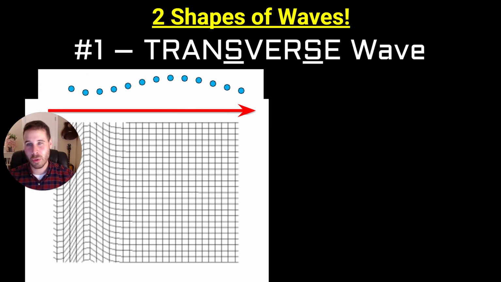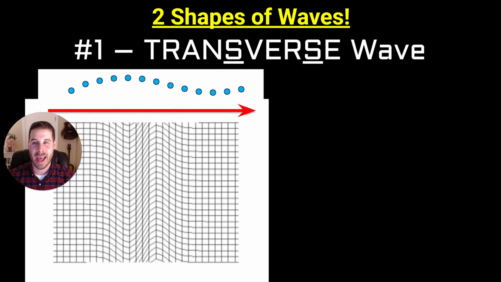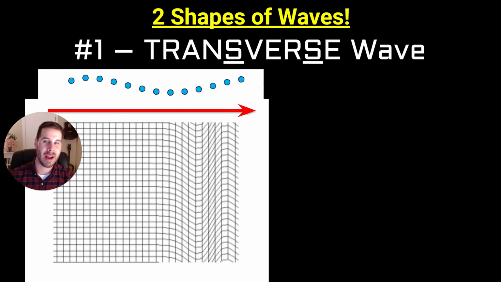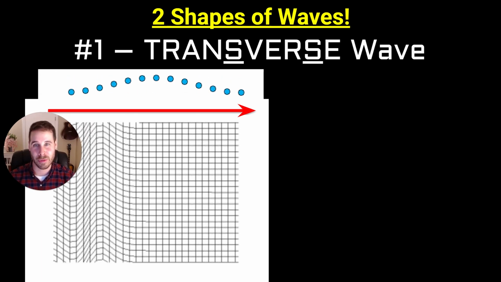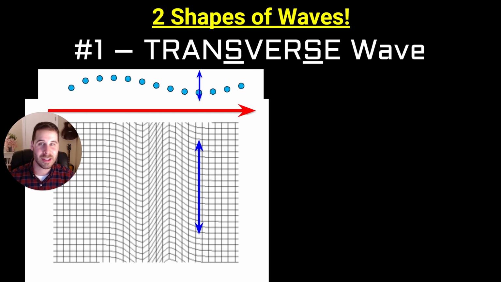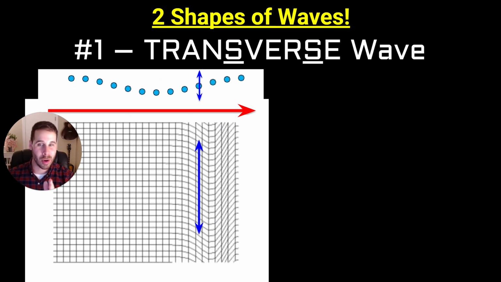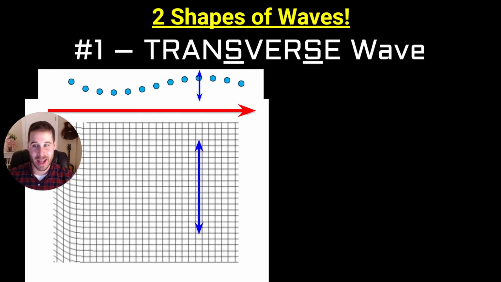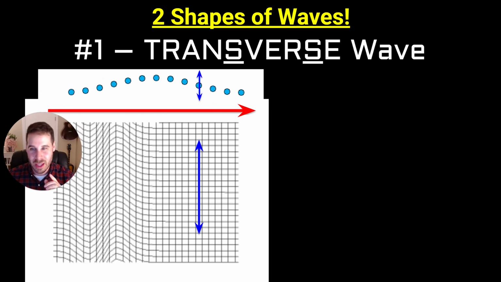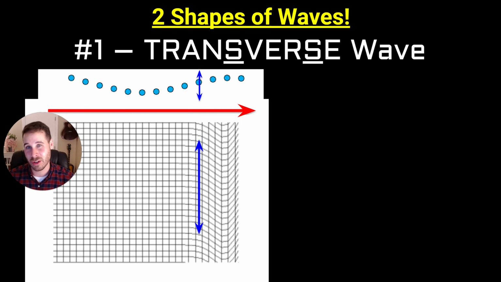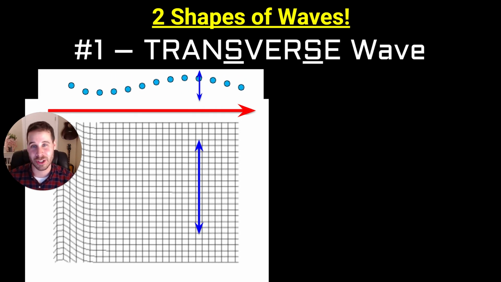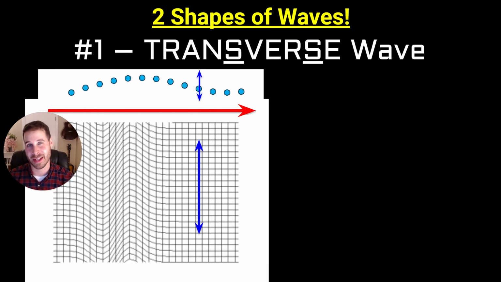You'll notice that both waves, the blue dots and the grid, have a wave pulse that is traveling from left to right across the screen. So you can see what direction the wave is moving. However, if you pay attention to any blue dot or any vertical grid line, you'll actually notice, if you look closely, that the material that makes up the wave is not moving in the same direction as the wave. They're actually going in completely different directions, a perpendicular direction, you might say.